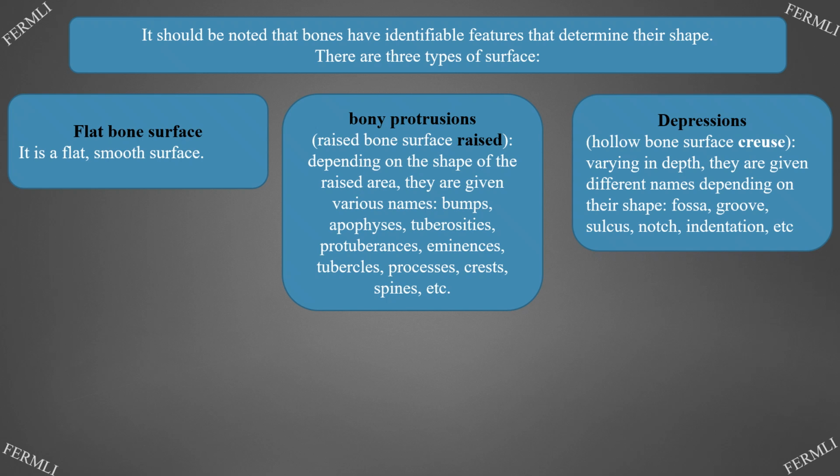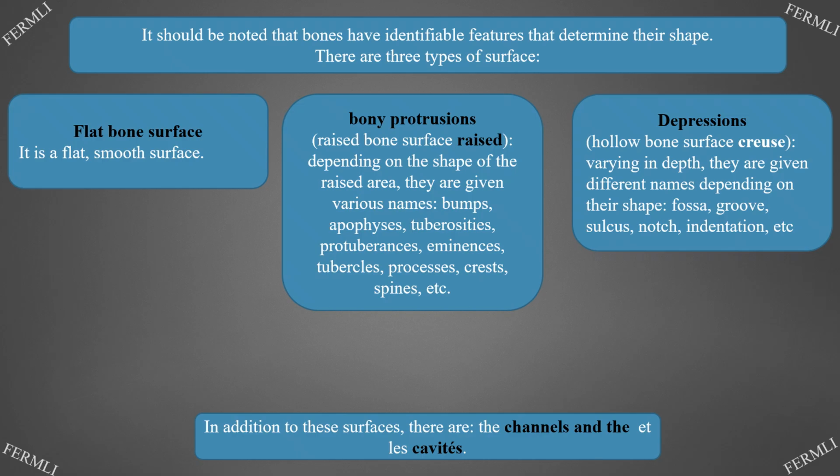Bony protrusions, raised bone surface. Named depending on the shape of the raised area, they are given various names: bumps, apophyses, tuberosities, protuberances, eminences, tubercles, processes, crests, spines, etc. In addition to these surfaces, there are the channels and the cavities.